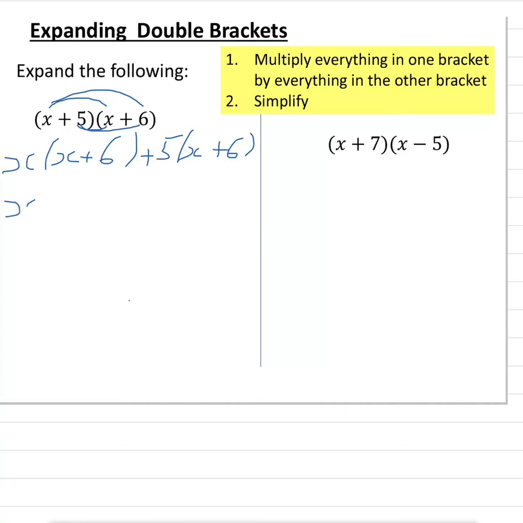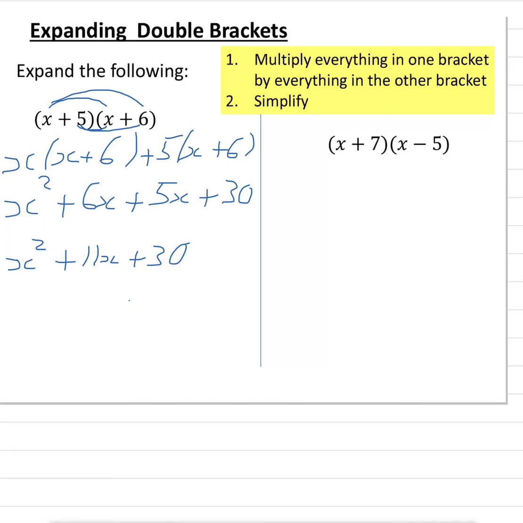So x times x is x squared, x times 6, 6x. Then 5 times x, we have 5x. And then 5 times 6, we have 30. Now, let's group our terms together. So we only have 1x squared. Then 6x plus 5x, that is 11x. And then 30 will be on its own. So that's our answer. x squared plus 11x plus 30.